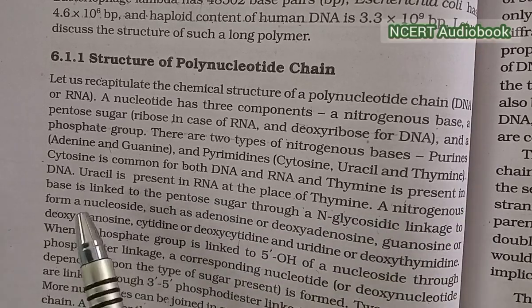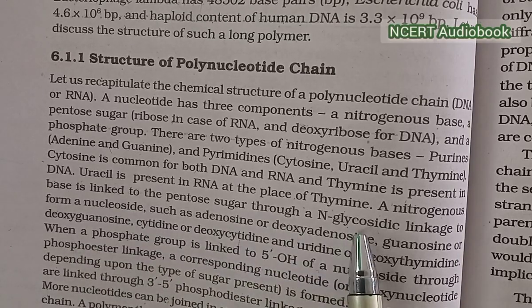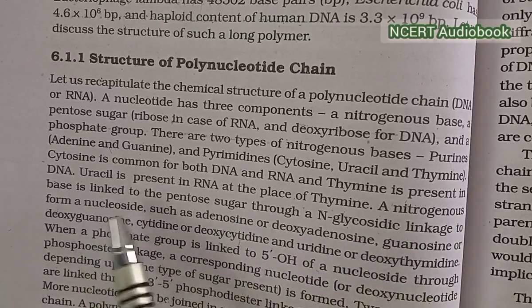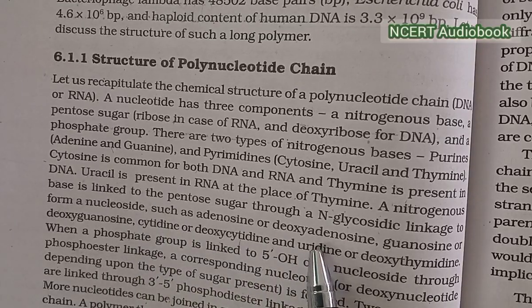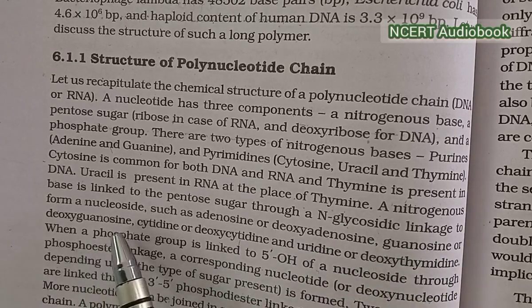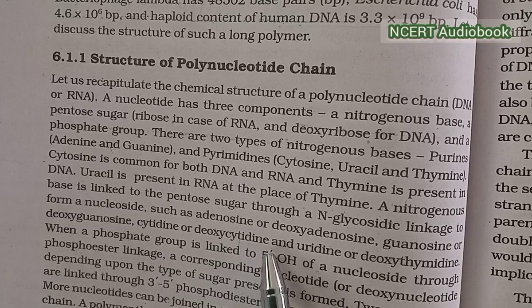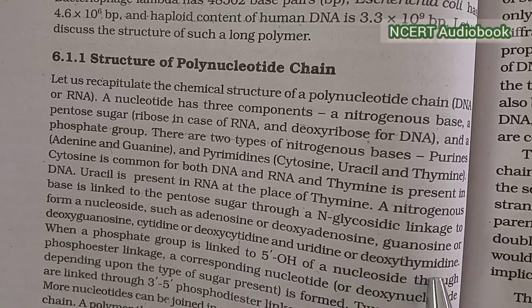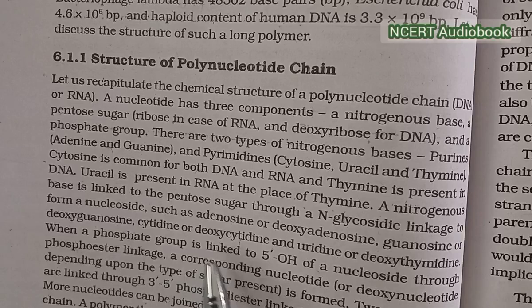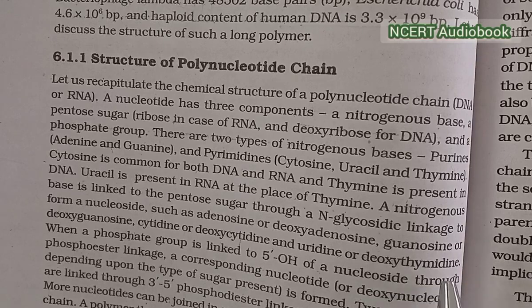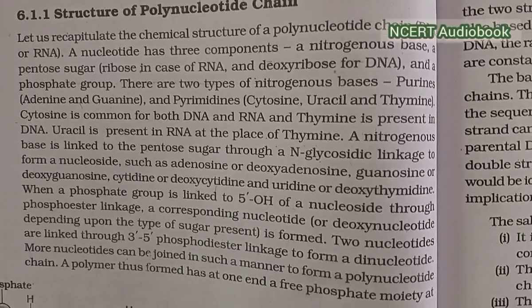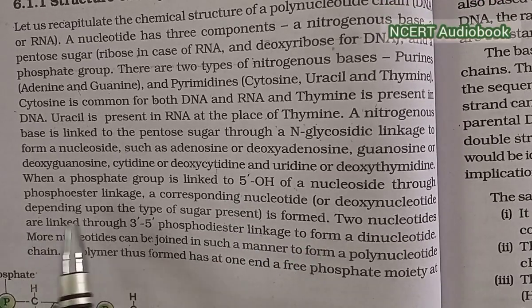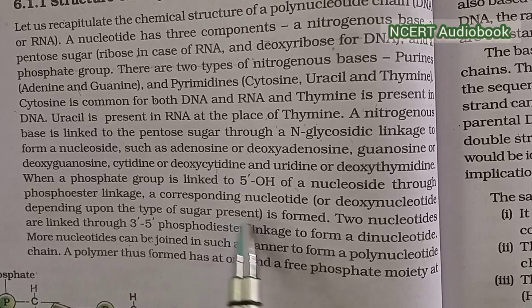A nitrogenous base is linked to the pentose sugar through an N-glycosidic linkage to form a nucleoside, such as adenosine or deoxyadenosine, guanosine or deoxyguanosine, cytidine and deoxycytidine, and uridine and deoxythymidine. When a phosphate group is linked to the 5' end OH of the nucleoside through a phosphodiester linkage, a corresponding nucleotide or deoxyribonucleotide, depending upon the type of sugar present, is formed.